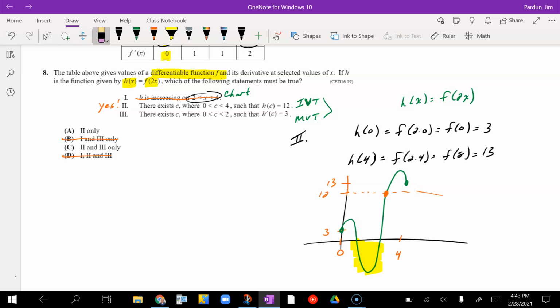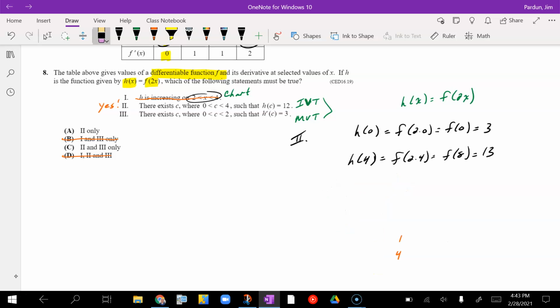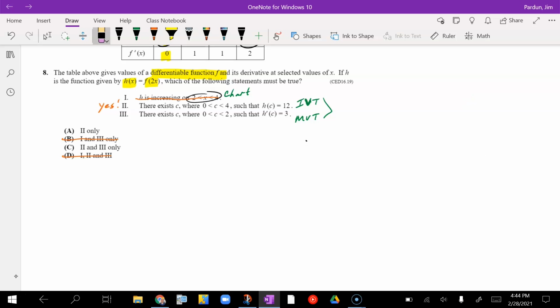So let's go on to number 3, the mean value theorem. Let's talk about what the mean value theorem says. We just did the intermediate value theorem. Now let's do the mean value theorem. I'm going to draw a picture of this for you. They're talking about an interval from 0 to 2, and it says h prime of c must equal 3. So there's some c somewhere between 0 and 2, it could be anywhere between 0 and 2, such that the derivative is 3.